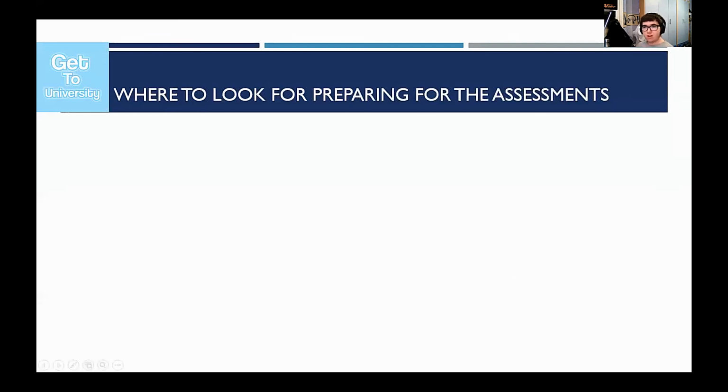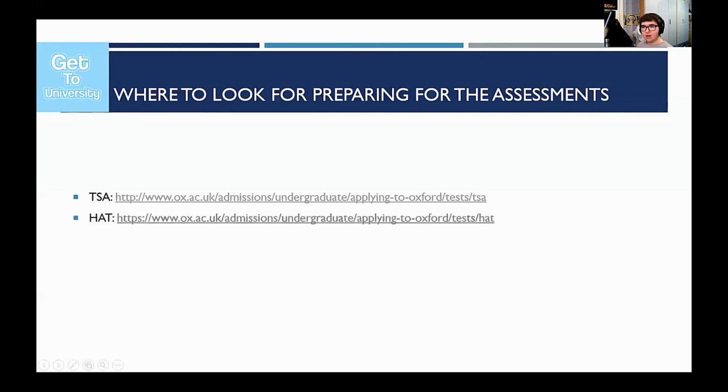And we're right at the end of the content section of this. So, where to look for preparing for the assessments. The TSA, there's the link there, and the HAT is the same. Alternatively, all I did was literally go on Google and type in Oxford admissions assessments. It comes up with a page that asks what subject you want to study. Literally click the subject you want to study, and it will pop up all this information.